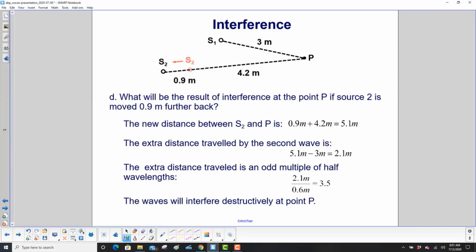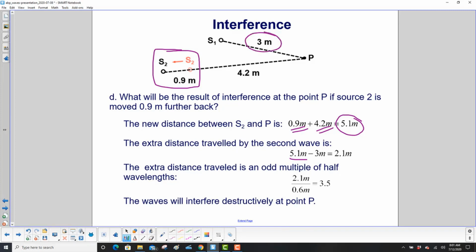What will be the result of interference at point P if source 2 is moved 0.9 meters back? Well, the new distance between source 2 and point P will be the 0.9 meters addition, plus the original 4.2 meters, and we get 5.1 meters. So the extra distance traveled by that second wave is 5.1 minus 3 meters here. S1 doesn't change, so it's 2.1 meters.